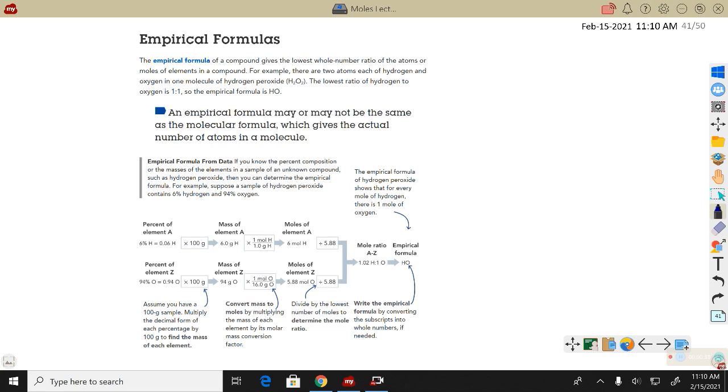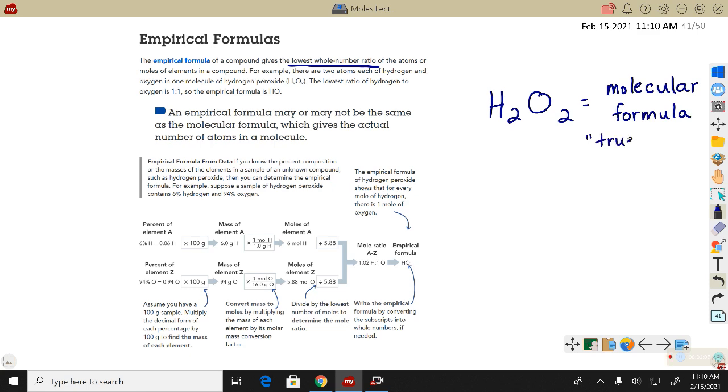An empirical formula really does give the lowest whole number ratio of atoms in a compound. And so I could have something like H2O2, and that's a legit formula for hydrogen peroxide, but this would be called a molecular formula. And we'll deal with those later on. Molecular formulas give what I think of as more of a true ratio.